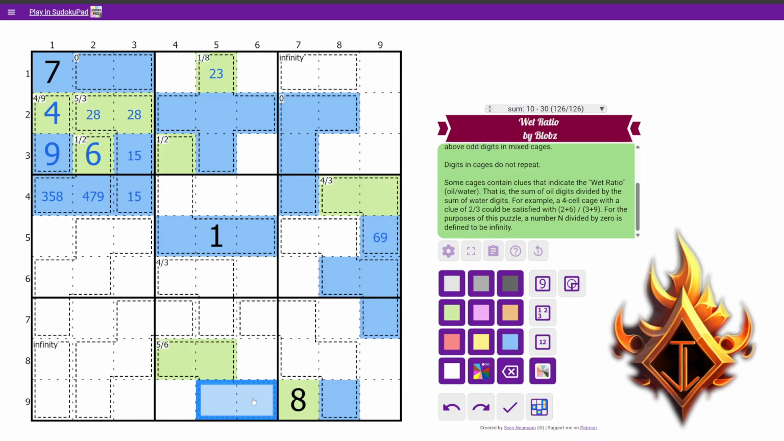5 out of 6. This can be 6, 12, 18. Or it can be 18. It is 6 or 12. And this can't be, or it could be 12. This would just be 10. If this was 6, that would be 5.